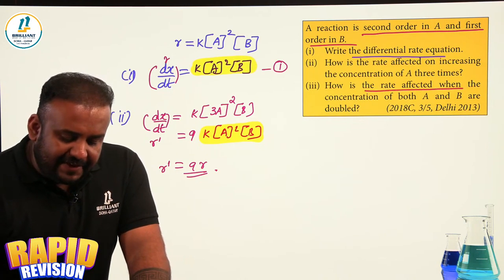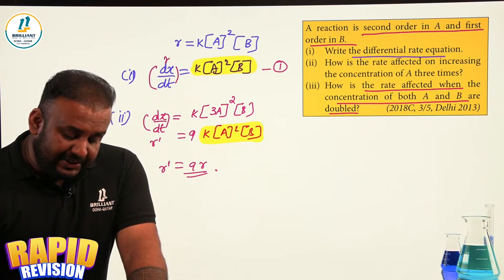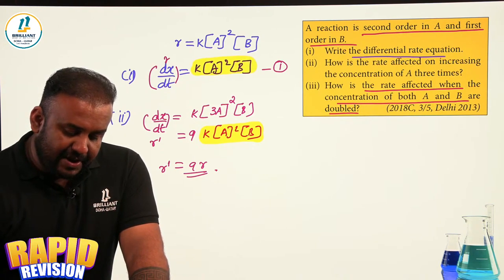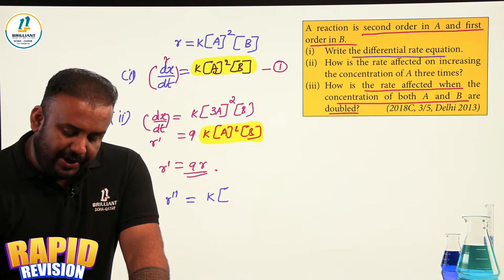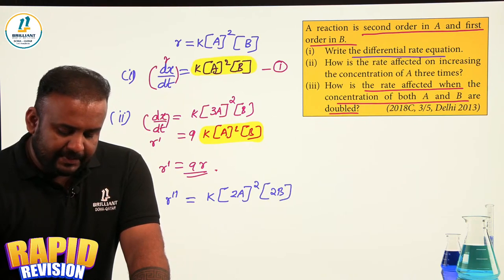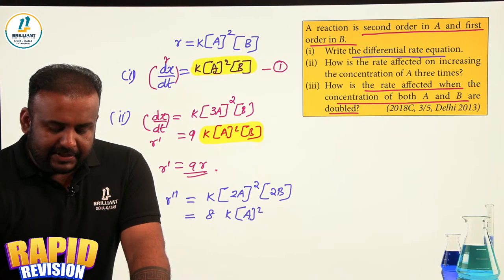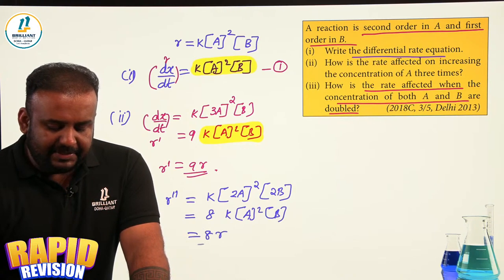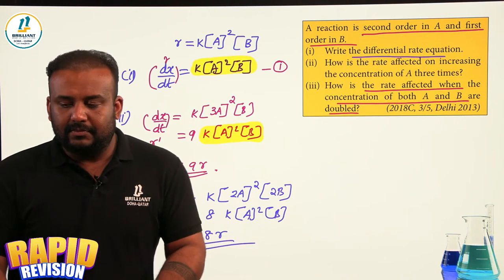How is the rate affected when the concentration of both A and B are doubled? Look at this again. Let's make a new equation. R'' = k times, we are doubling both A and B, isn't it? So (2A)^2 into 2B. So overall, it will become 4 into 2, 8. 8 × k[A]^2[B]. Correct? That will become 8 times the old rate. Did you understand this?